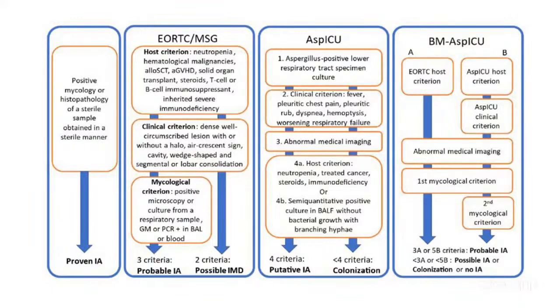In the BM, as per the ICU criteria, if EORTC host criteria, abnormal medical imaging, and the first mycological criteria, all three are present, then it is all 3A findings. This is probable invasive aspergillosis. If less than 3A, it is possible invasive aspergillosis. 5B is B in the B criteria: AspICU host criteria, clinical criteria, and this fungal criteria. If less than 5B, it is possible invasive aspergillosis.